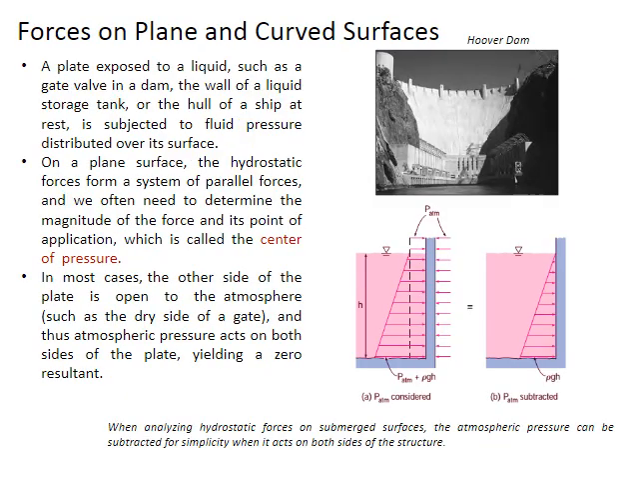In this slide, I am going to analyze hydrostatic forces on submerged surfaces. A plate exposed to a liquid, such as a gate valve in a dam, the wall of a liquid storage tank, or the hull of a ship at rest, is subjected to fluid pressure distributed over its surface. On a plane surface, the hydrostatic force forms a system of parallel forces, and we often need to determine the magnitude of the force and its point of application, which is called the center of pressure. In most cases, the other side of the plate is open to the atmosphere, such as the dry side of the gate, and thus atmospheric pressure acts on both sides of the plate, yielding a zero resultant.